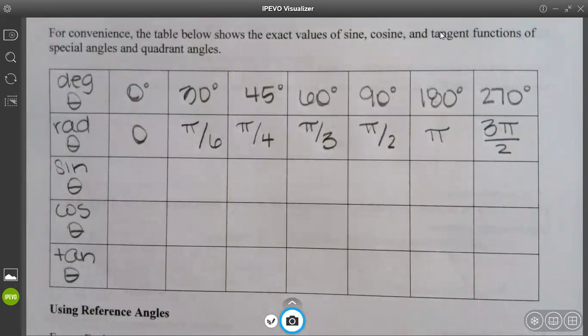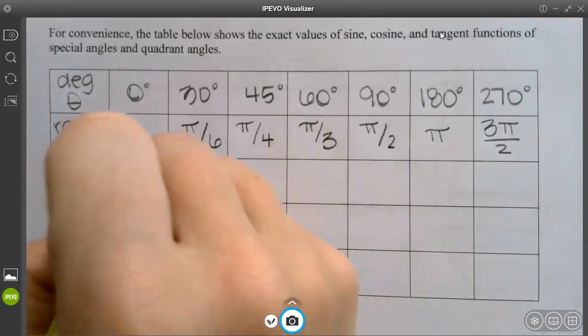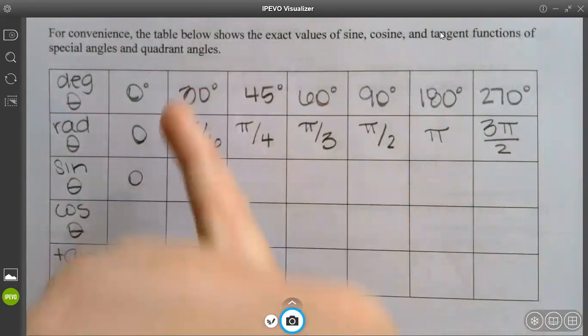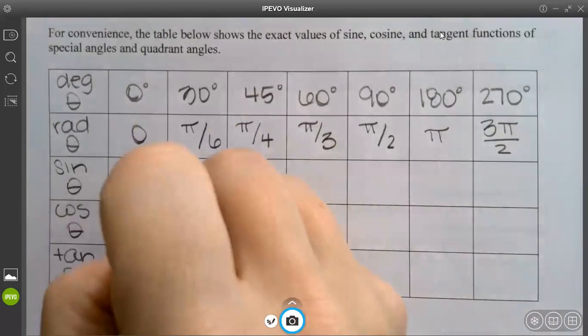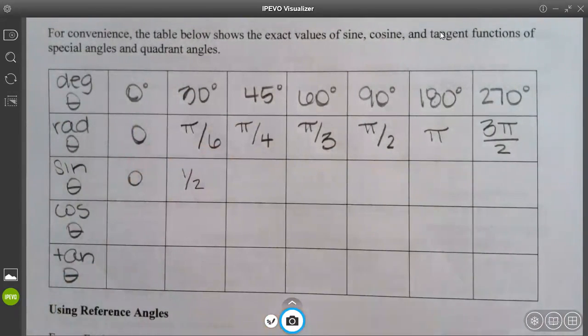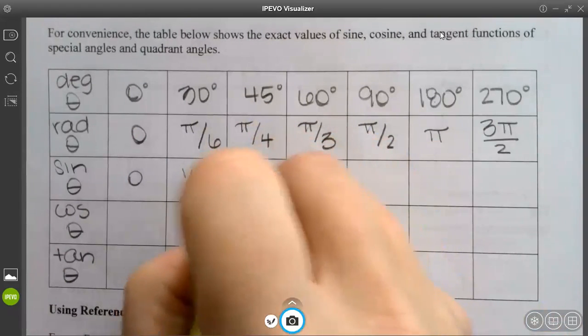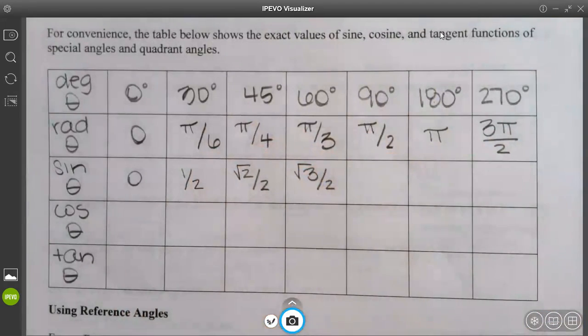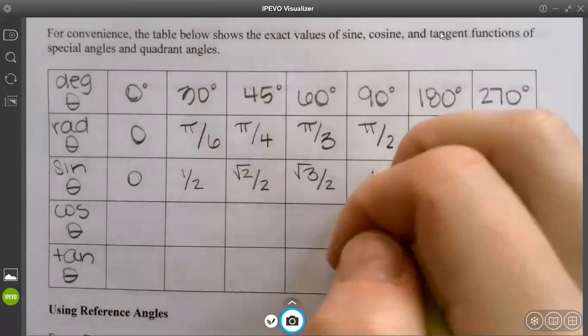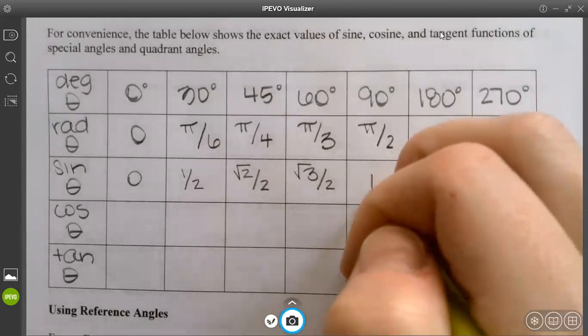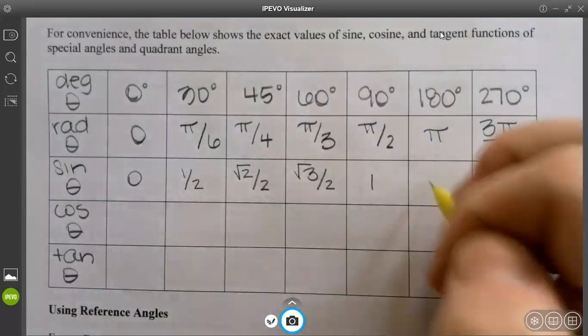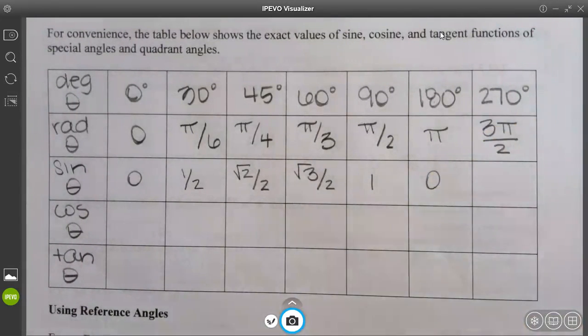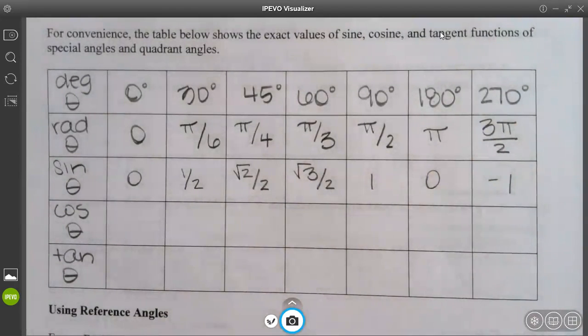All right, so then it's just showing you your ratios. So sine of 0, we talked about that. That's your y coordinate is going to be 0. The y coordinate at 30 degrees was 1/2. The y coordinate at 45. The y coordinate at 60, square root of 3 over 2. The y coordinate at 90 degrees. Remember 90 is 0, 1. At 180 is 0. And at 270, -1. So we're just looking at the y coordinates all the way around the unit circle.